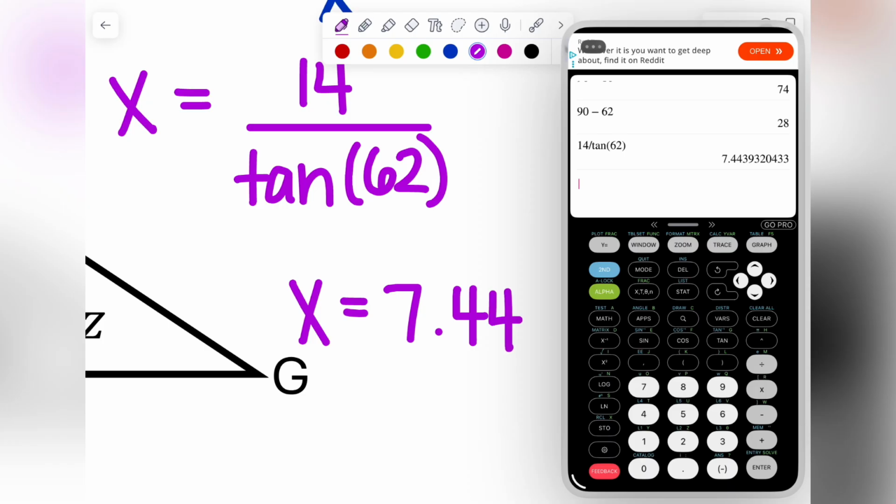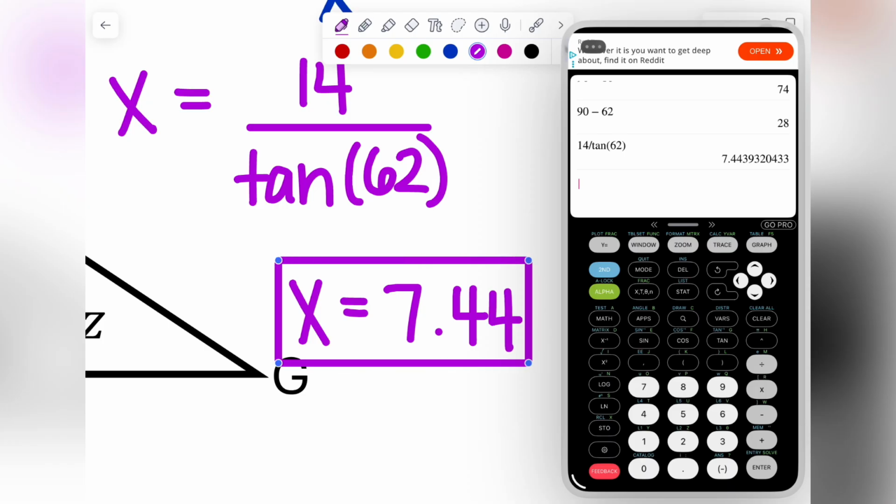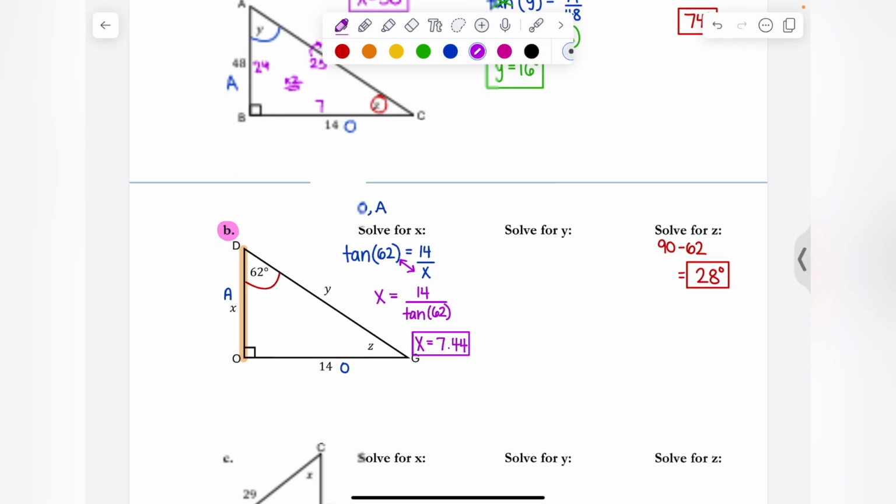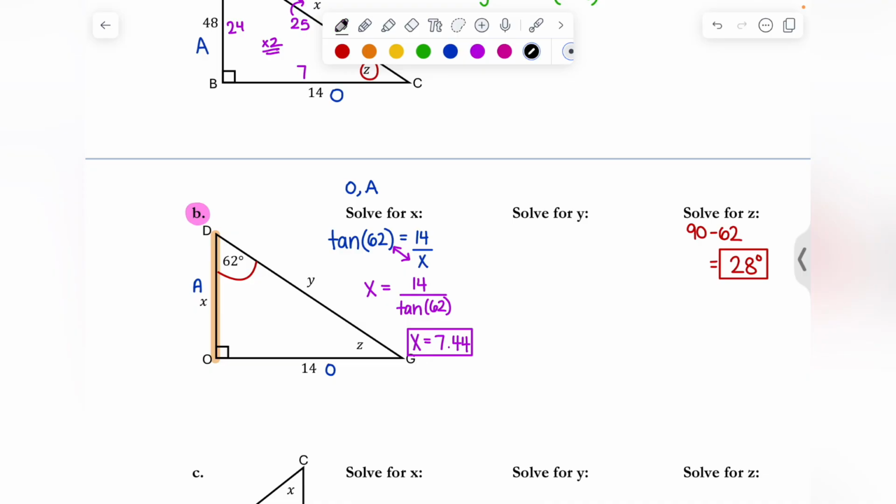You should get an actual, not a weird answer. If you forgot to put the tangent and you just did 14 over 62, you're going to get like 0.2, which would be kind of a weird side length. So your answer should make some logical sense.